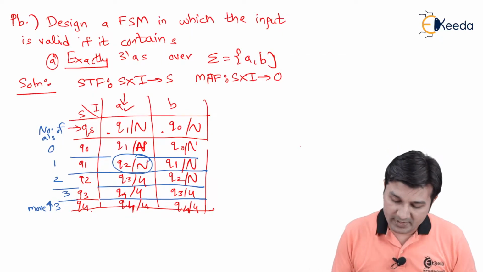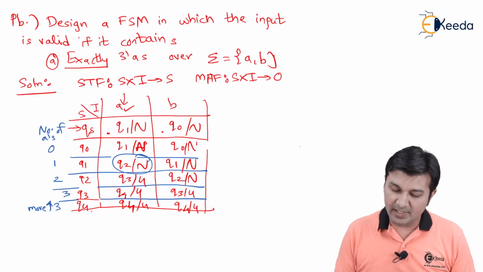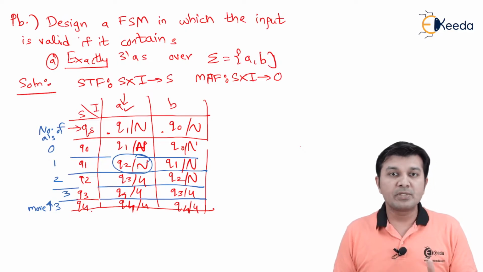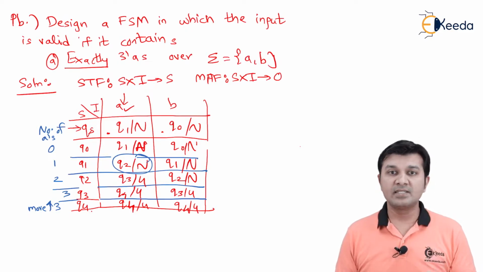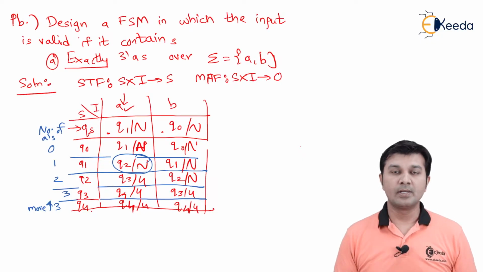The question over here says, design a FSM in which the input is valid if it contains exactly 3 A's over the alphabet AB. The previous question was saying at least 3 A's. Now it is saying it contains exactly 3 A's. The two questions are really very similar. And of course, the problem solving approach to this is also going to be the same.